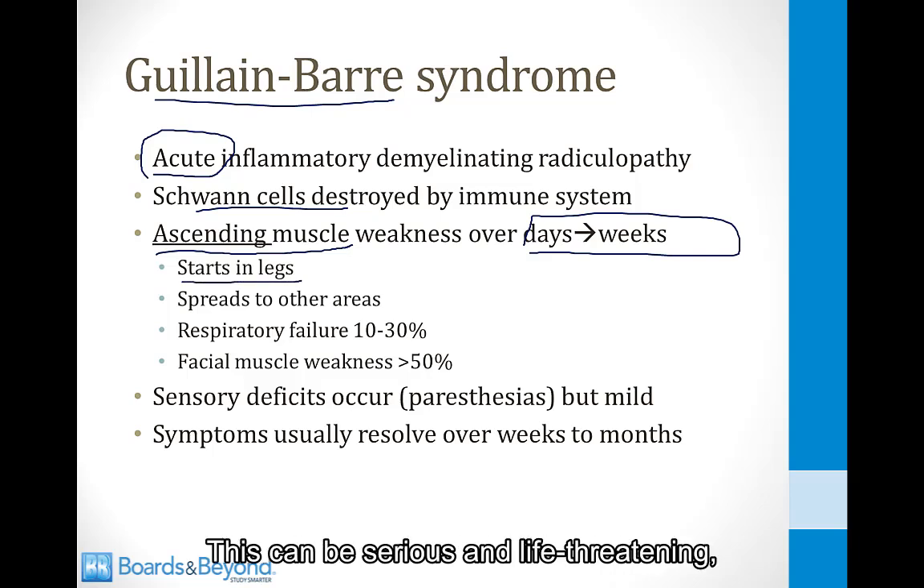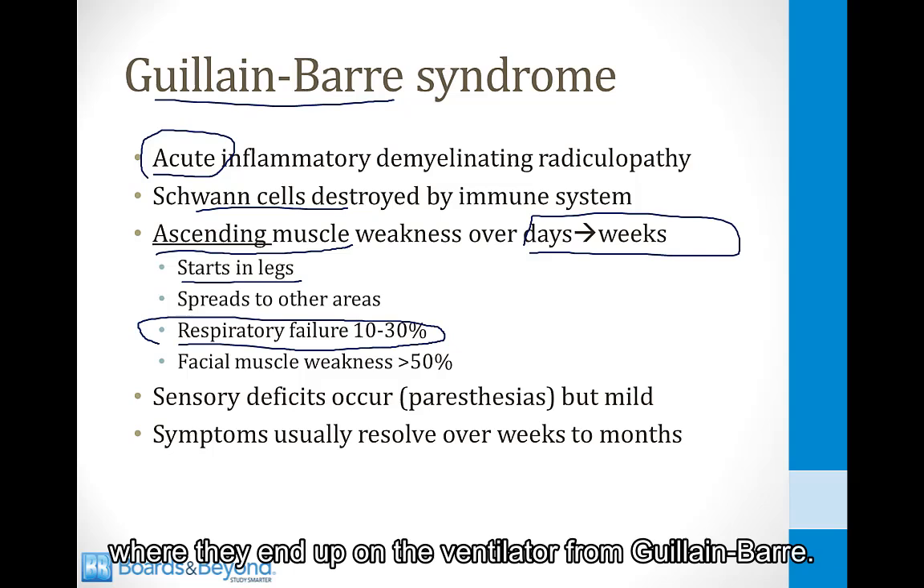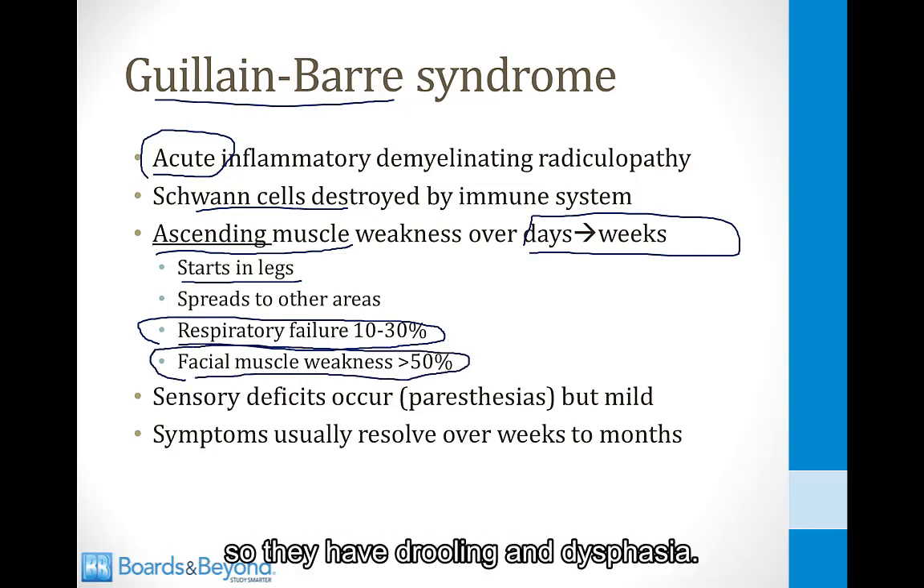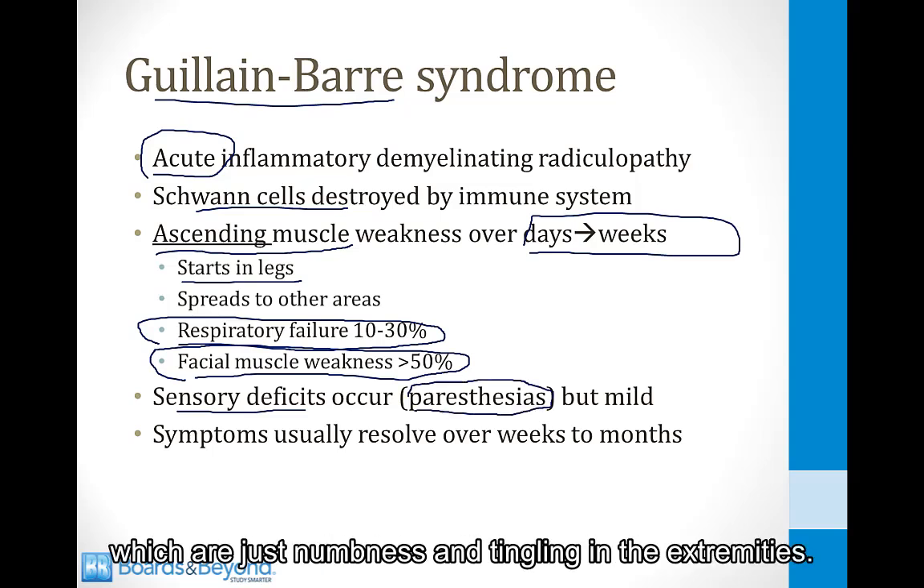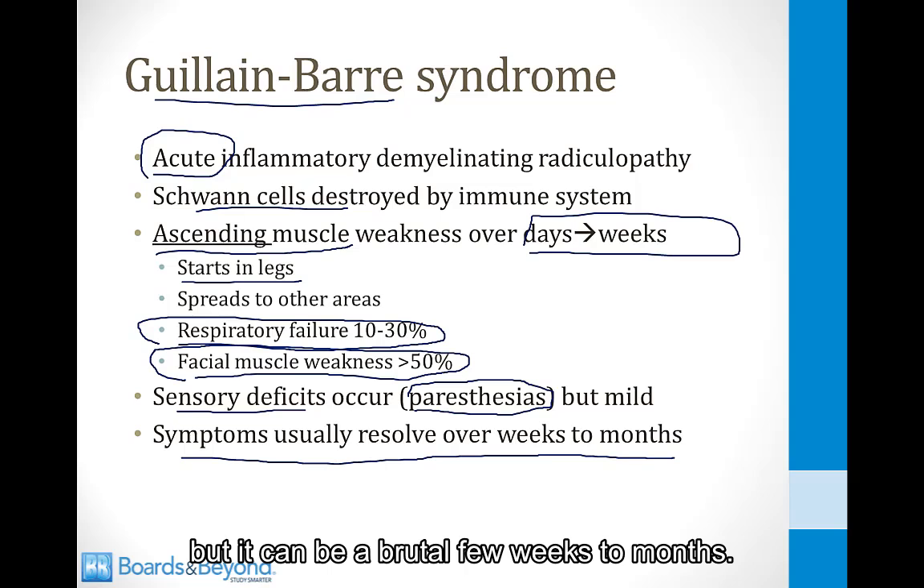This can be serious and life-threatening. About a third of patients can have respiratory failure where they end up on the ventilator from Guillain-Barré. More than half of patients end up with facial muscle weakness, so they have drooling and dysphagia. There are some sensory deficits, but they're usually very mild, limited to things like paresthesias, which are just numbness and tingling in the extremities. And the symptoms usually resolve over weeks to months, but it can be a brutal few weeks to months. If you ever see a patient with Guillain-Barré, they can be extremely debilitated until the condition resolves.